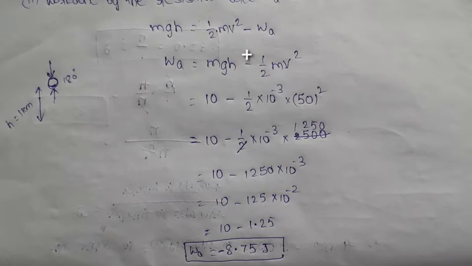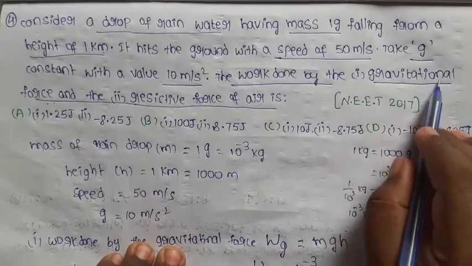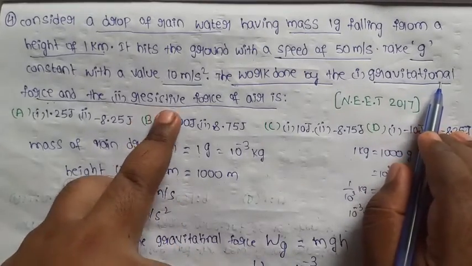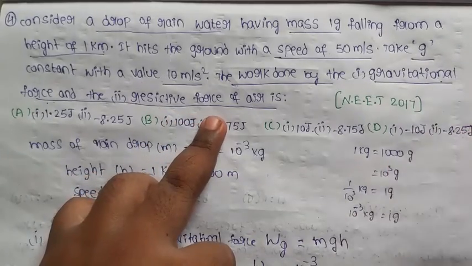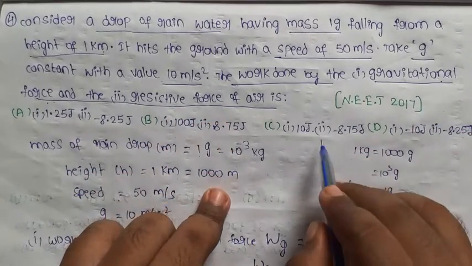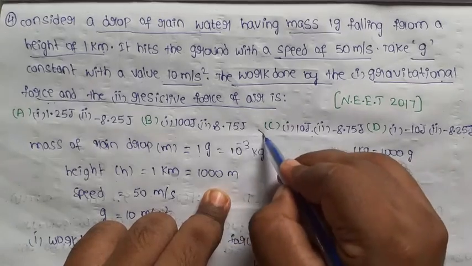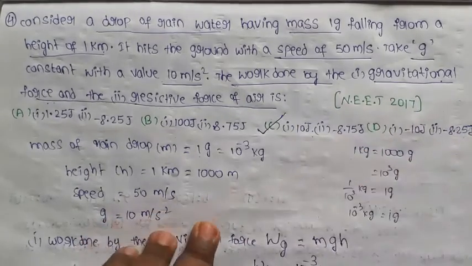See the options once. First one is the gravitational force, 10 joule, that is positive value. Resistive force of air, that is negative value. So 10 joule, second one is minus 8.75 joule. So option C is the correct answer.